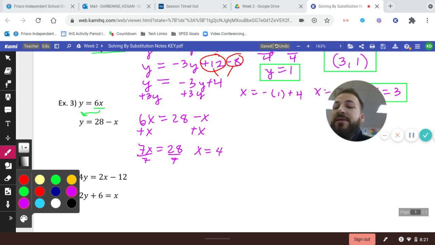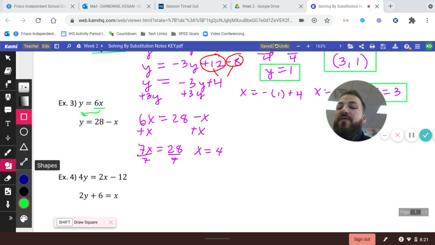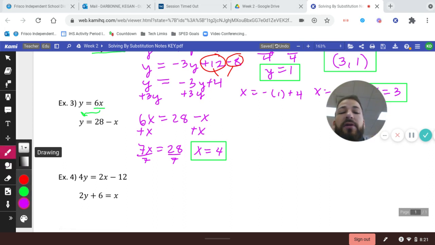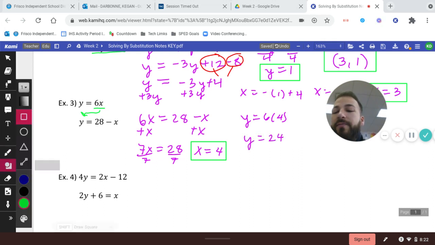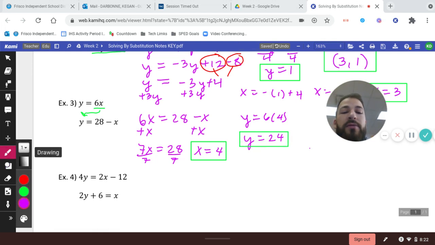Okay, that's our first piece. Second piece, I got to take x is equal to 4 and plug it back in. Both of my equations are set to y equals, but I think y equals 6x is still a little simpler. So y is equal to 6 times 4. So y is equal to 24. And then as our final answer, we write this as an ordered pair. So (4, 24).